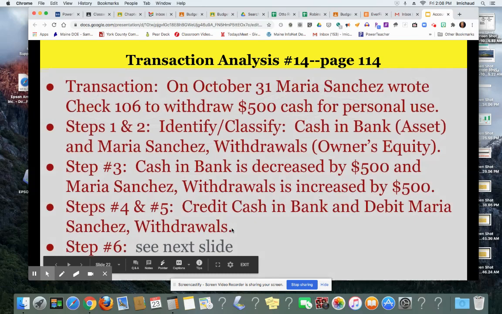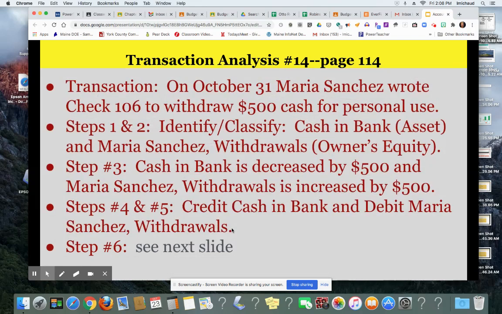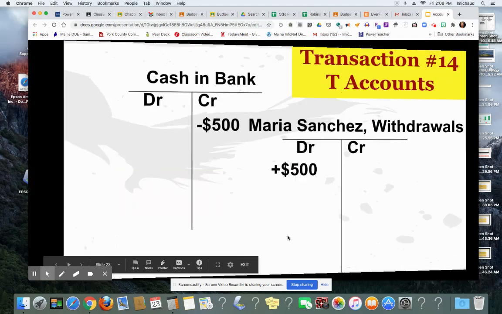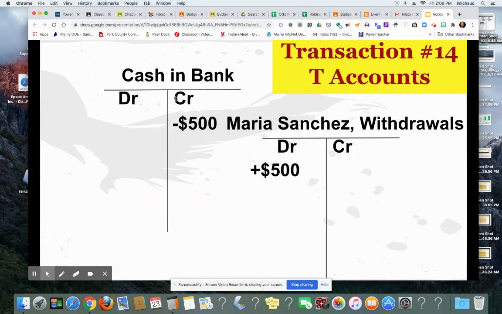Okay, the next transaction. On October 31, Maria Sanchez wrote check 106 to withdraw 500 cash for personal use. Okay, so you're taking money out of cash and bank. Therefore, you're going to credit the cash in bank, which means you're going to debit the other account that's affected, which is Maria Sanchez withdrawals. And the T accounts would look like this. Credit your cash in bank, debit withdrawals.